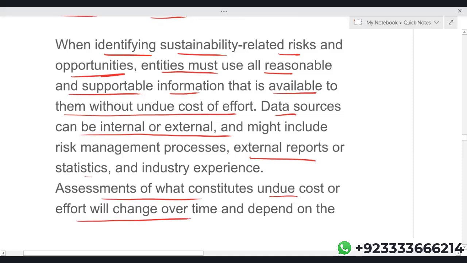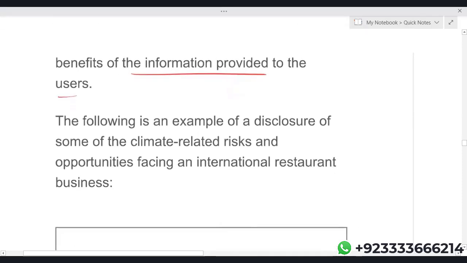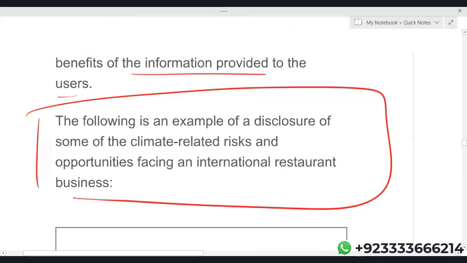Assessment of what constitutes undue cost or effort will change over time, of course. Today, it is possible that the cost is more than the benefit, but in the future, we never know. That cost becomes less and the benefits, there will be more, the benefit of the information provided to the users. The following is an example. This will give you a really good idea about opportunities and risk. The following is an example of a disclosure of some of the climate-related risks and opportunities facing an international restaurant business.